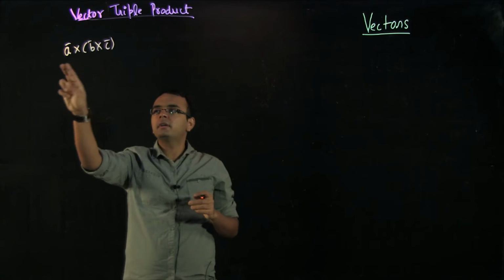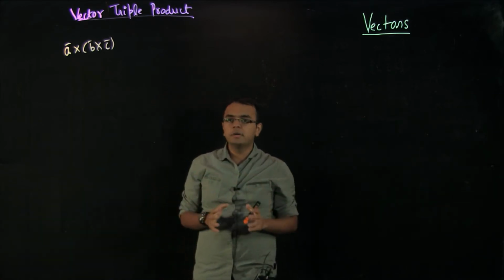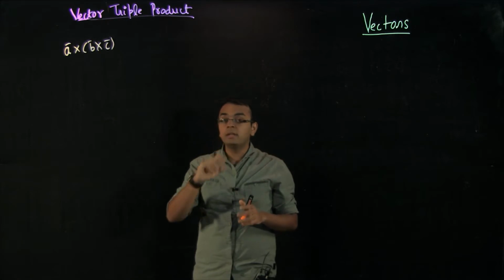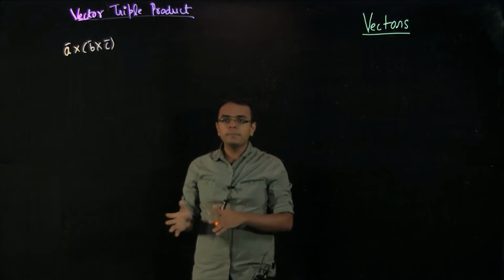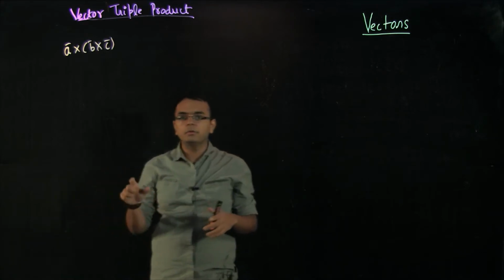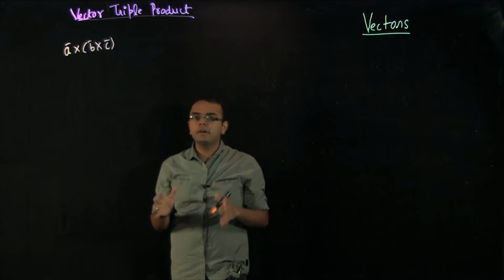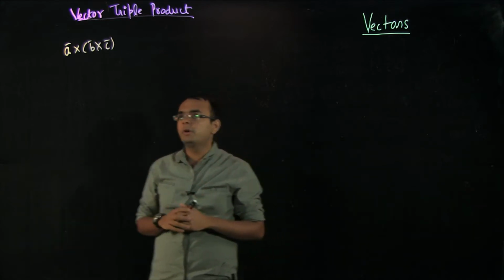So B cross C is a vector, and A cross (B cross C) is also a vector. Here the brackets are very important. In the last video on scalar triple product, we discussed that you can write A dot B cross C as A cross B dot C. However, here the brackets are really important.